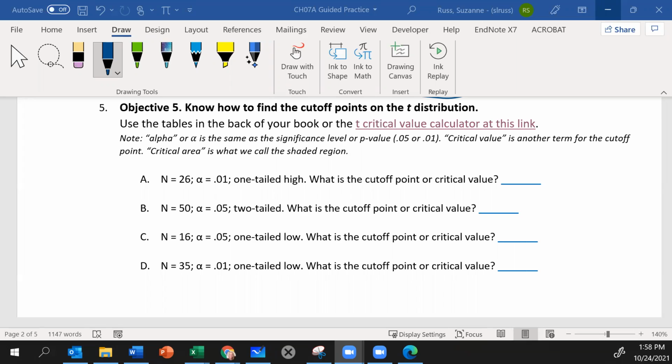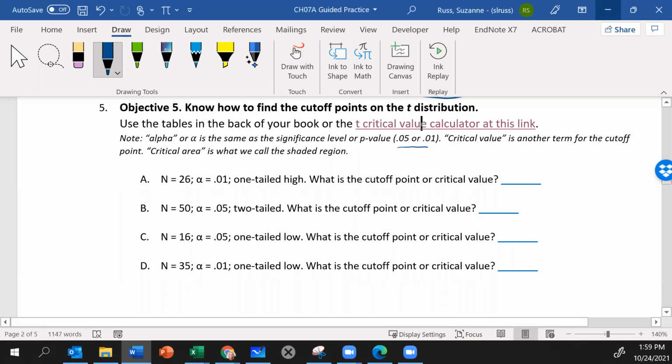So if you have a really small sample, it's going to be a cutoff point that's more stringent, more to the extreme of the tail than if you have a sample size that's approaching 30. So I'll show you how to look these up today. You can see that we're using the same kind of information. We're using the significance level, 0.05 or 0.01. You'll be familiar with that already.